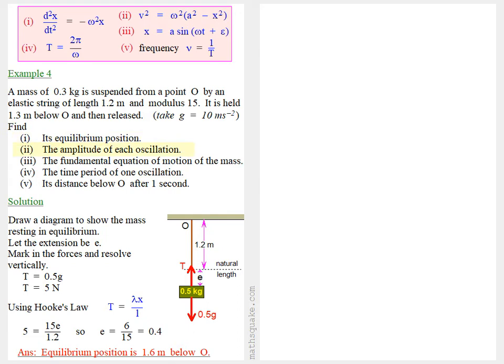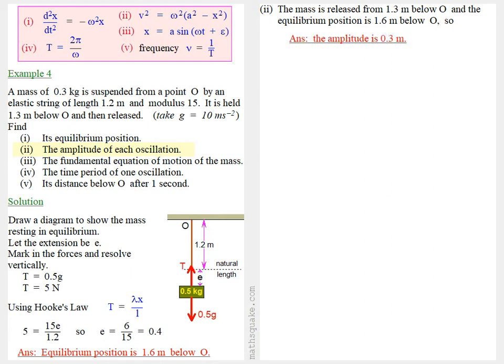Now in part 2 we're asked to find the amplitude of each oscillation. Now the mass is released from 1.3 meters below O, and the equilibrium position is 1.6 meters below O, which means the mass travels a distance of 0.3 meters from its position at rest to the equilibrium position. So that tells us the amplitude is 0.3 meters.